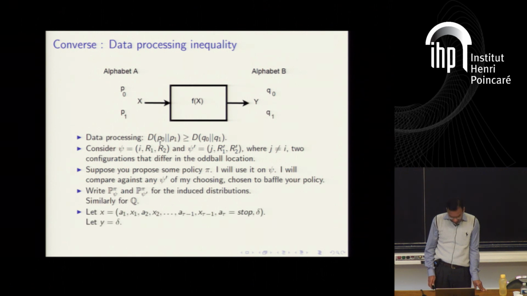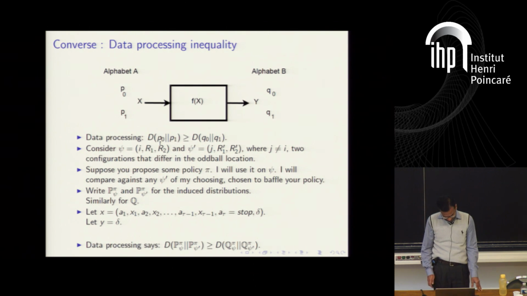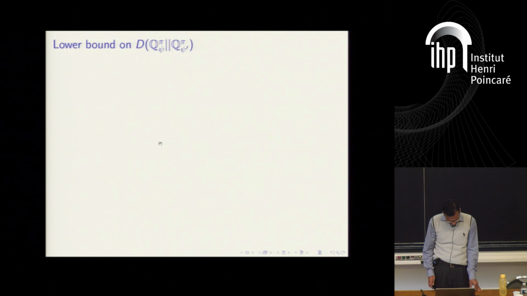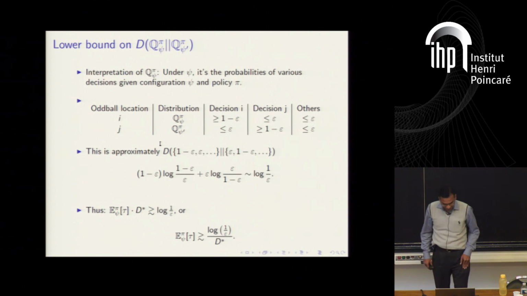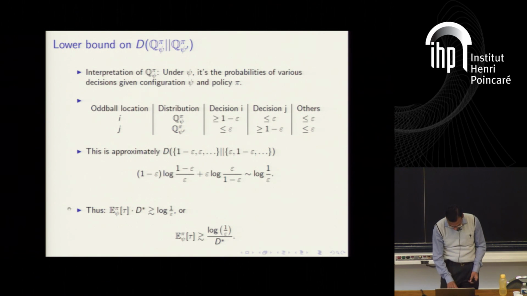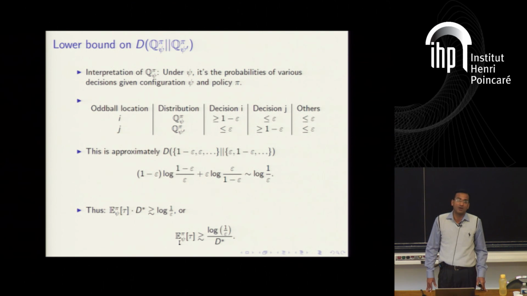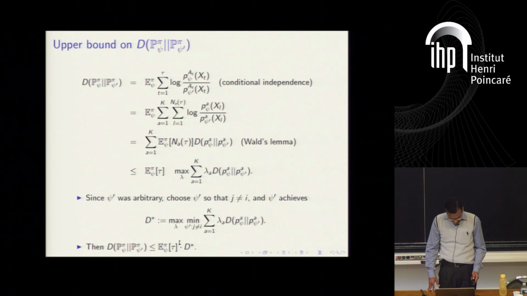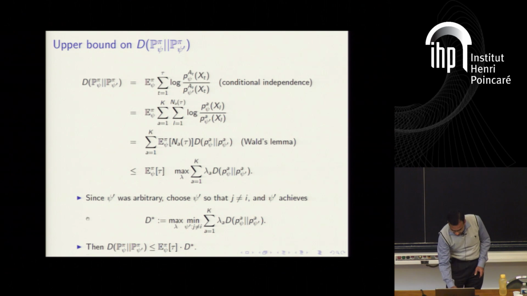I'll now quickly go to what the bound is. I had quite a bit here, but I'll skip all of those things. So just focus on the last item here. One can show that the expected time is greater than or equal to a log of 1 over epsilon divided by d star. I'll tell you what d star is, and for this I'll have to go back a little bit. You have to focus on this particular section.